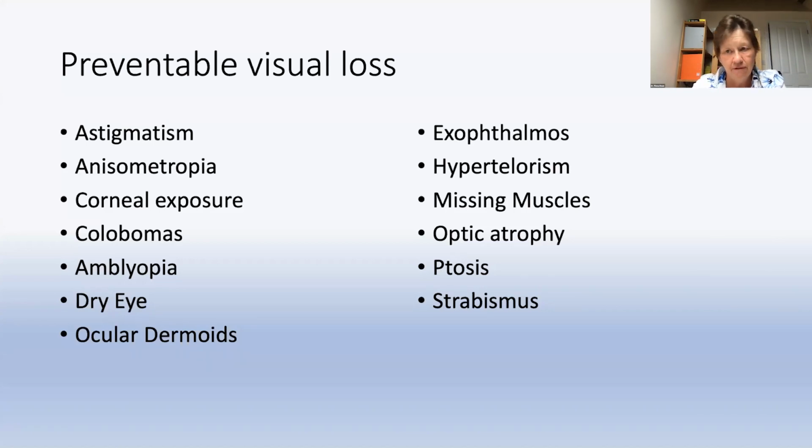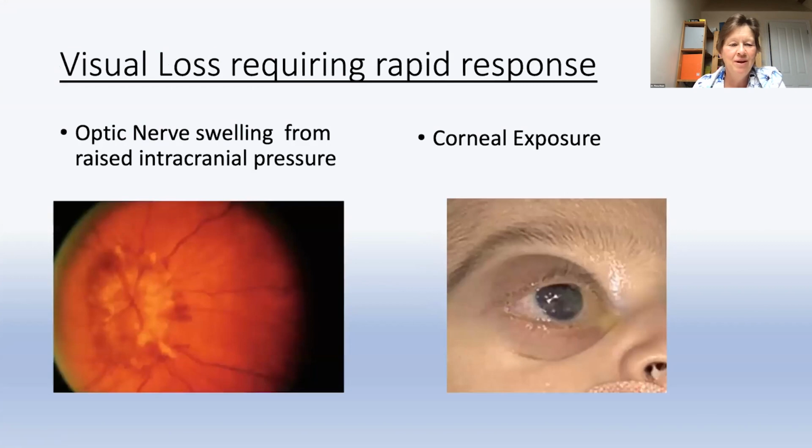These children often are at particular risk of corneal exposure because they have shallowing of the orbits, and they get amblyopia. But in addition, they might have ocular dermoids due to fusions of the sutures and areas where the embryonic planes come together. They might have exophthalmos, hypertelorism. The muscles may be missing. They can have optic atrophy because they've had raised intracranial pressure, ptosis, and then of course strabismus, which is going to be eventually the focus of this talk.